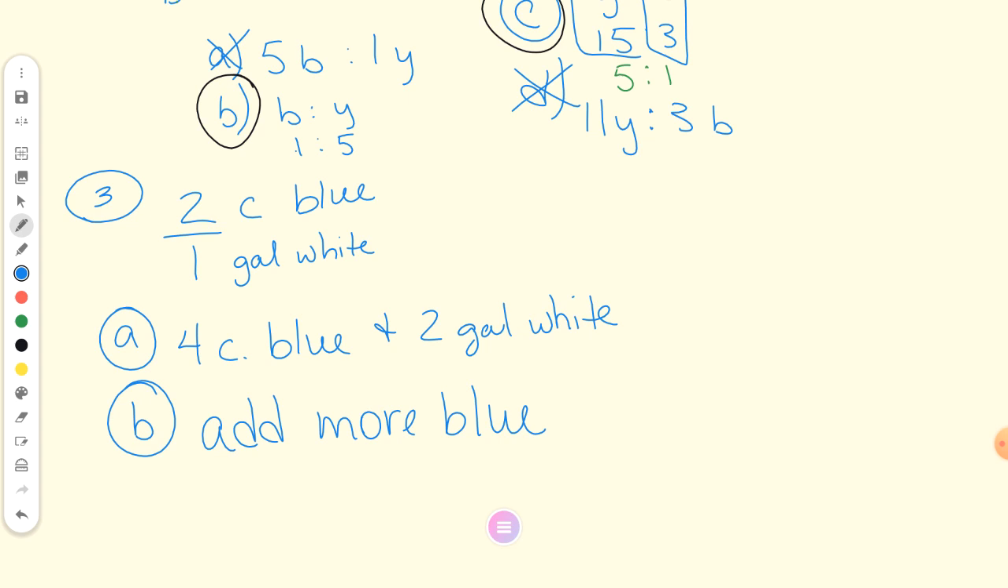Explain how to make a mixture that is lighter. How could we make a lighter mixture, Emmy? Add more white or decrease the blue. And in this one, we could have also increased the white. So this one, more white or less blue?